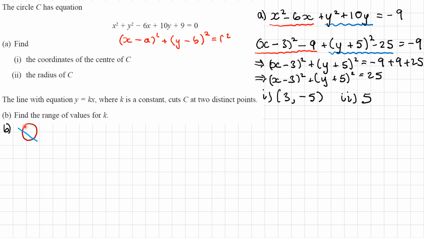Now to work out what's going on here, I would need to solve the equation of the circle and the line simultaneously. And I know from this piece of information here that I'm going to get two solutions. Now, if I'm going to get two solutions from the quadratic that I will get from substituting the line into the circle, then I know that the discriminant of that resulting quadratic is going to be greater than 0. Let me write that out.